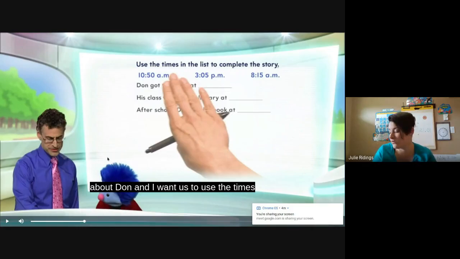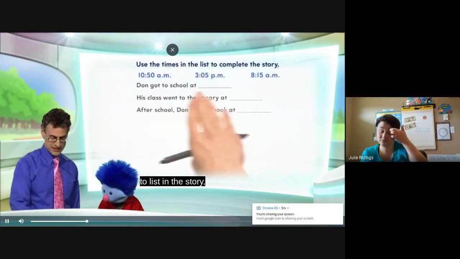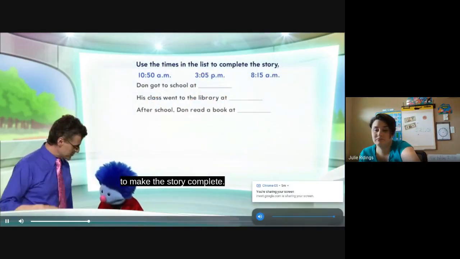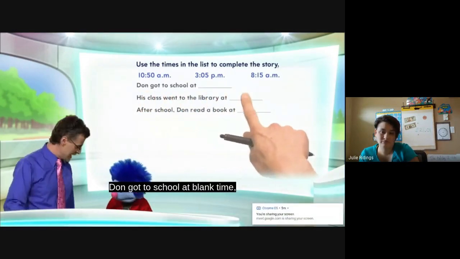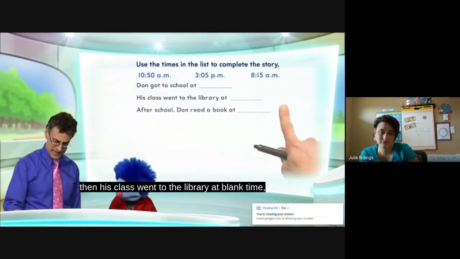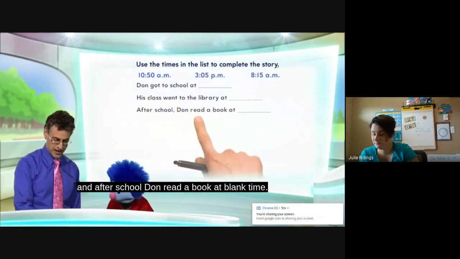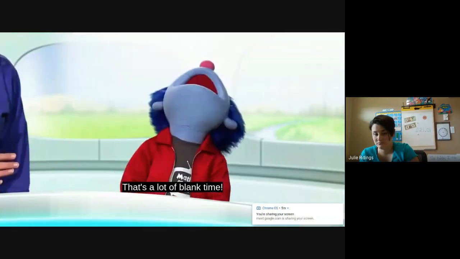So if you want to cross them out in your book and change them like we do sometimes in class, that's fine. Use the times to list in the story to make the story complete. So check it out. Don got to school at blank time. Then his class went to the library at blank time. And after school, Don read a book at blank time.